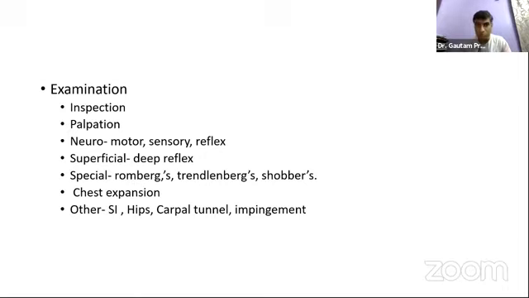And once we know that, then comes the part of examination. As is true in other systems, examination is of the same type: inspection, palpation, then the neurological examination, in which we have to check the motor, sensory and reflexes, and perform some special tests.